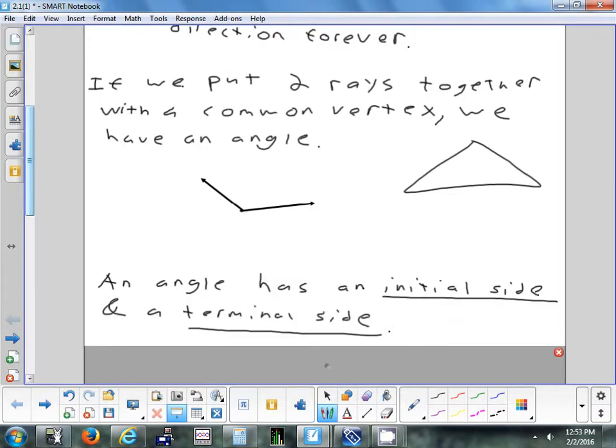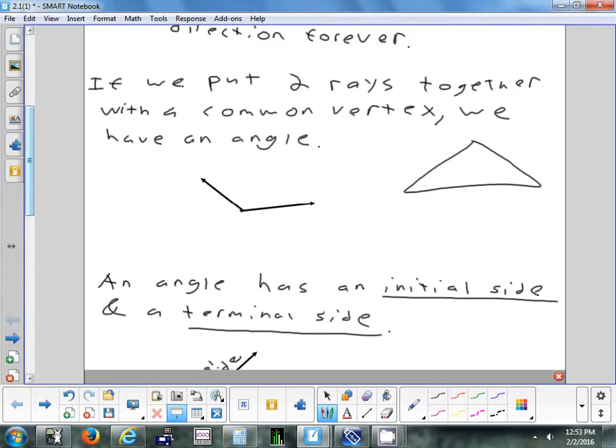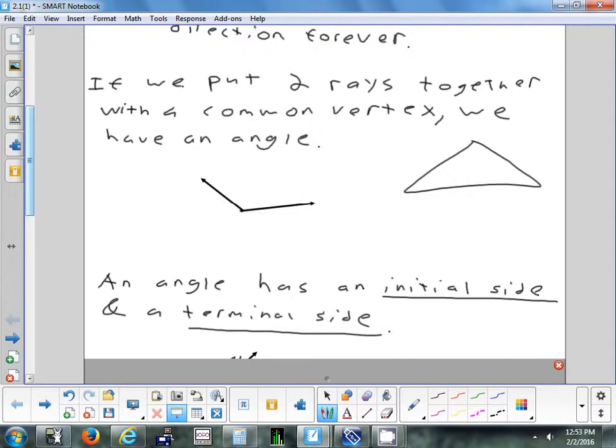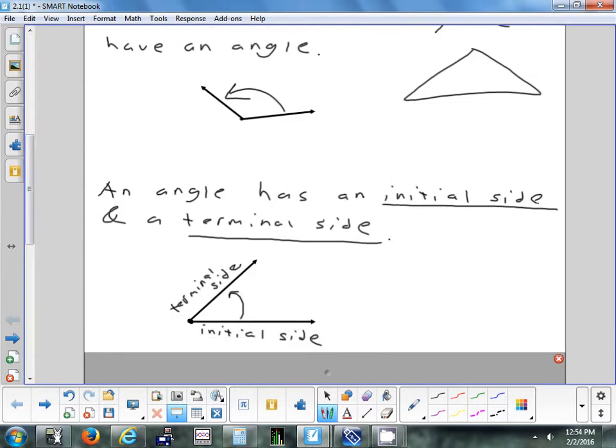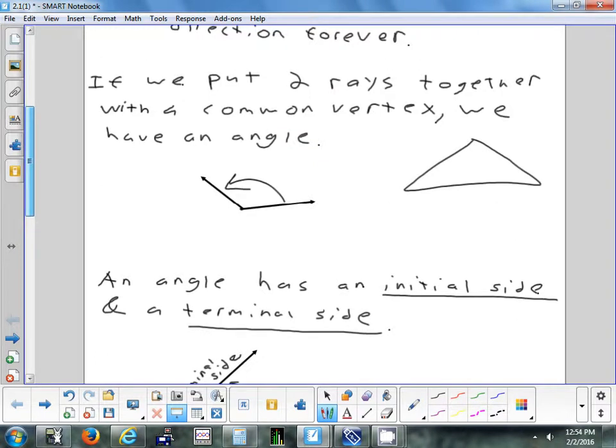And what we've done here is created two sides to the angle. There's an initial side, and then there's a terminal side. Basically, the way you can figure out which one is initial and which one is terminal is you go counterclockwise. Where you end up, that's the terminal. Where you start, that's the initial. So here's another diagram. Here's our initial side, and this is terminal.